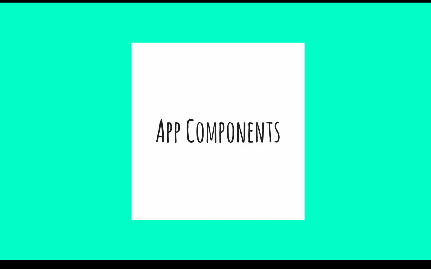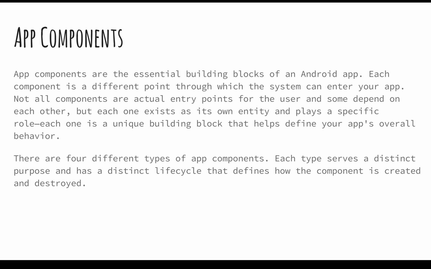So the Android application has about 4 components. App components are the essential building blocks of an Android app. Each component is a different point through which the system can enter your app, and not all components are actual entry points for the user. Some depend on each other, but each one exists as its own entity and plays a specific role, very much like we discussed for the iOS device. Each unit is a unique building block that helps define the app's overall behavior. There are 4 different types of app components. Each type serves a distinct purpose and has a distinct life cycle that defines how the component is created and destroyed.